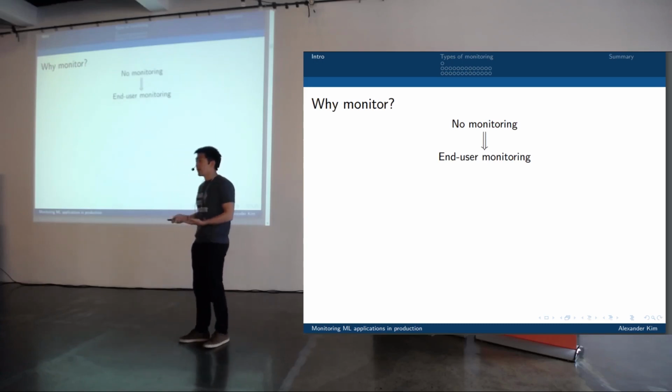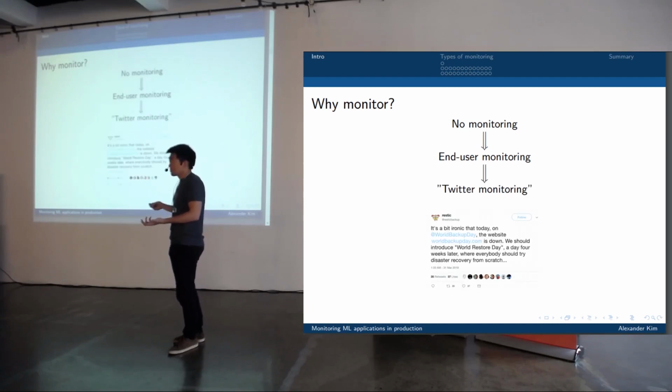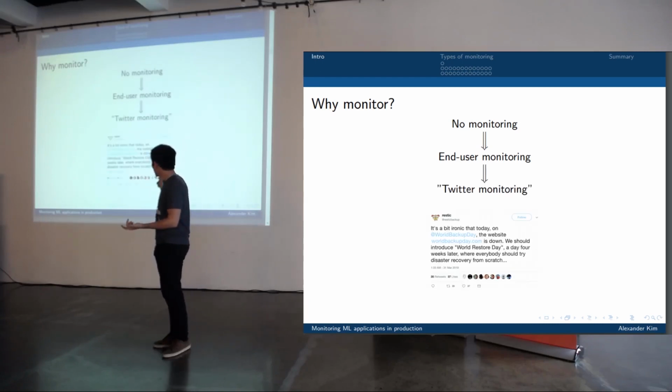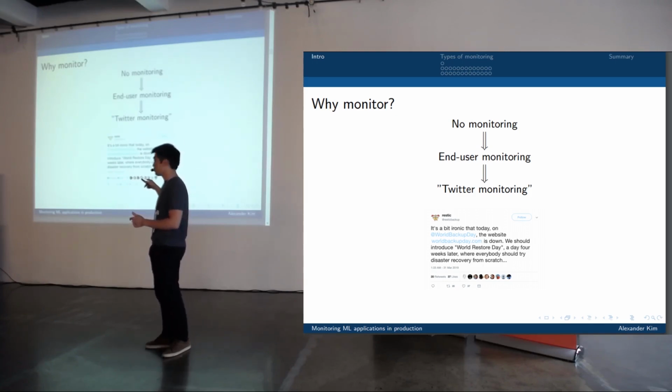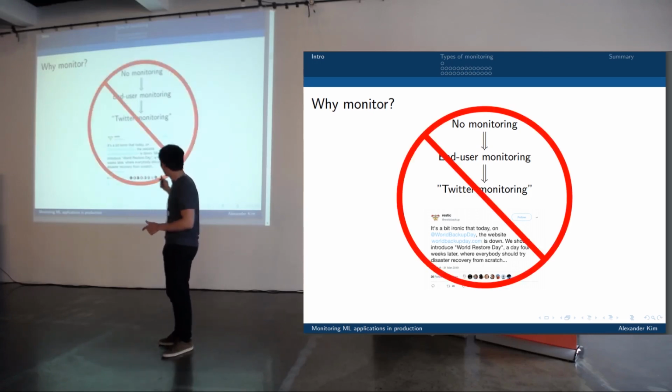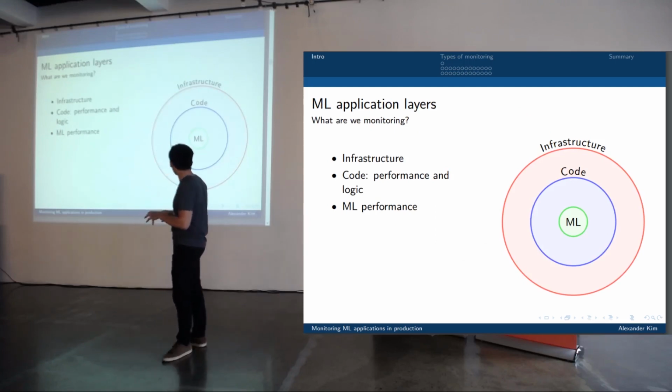Okay, so why do we need monitoring? It's sort of an obvious question, but what happens when you have no monitoring? No monitoring turns into end-user monitoring, which in some cases turns into Twitter monitoring. And if you go on Twitter and just search for "website is down", you'll have a wall of different tweets. And I like this particular one because on March 31st this year, there was World Backup Day, and the website of worldbackup.com was down, which is kind of ironic. So don't do that.